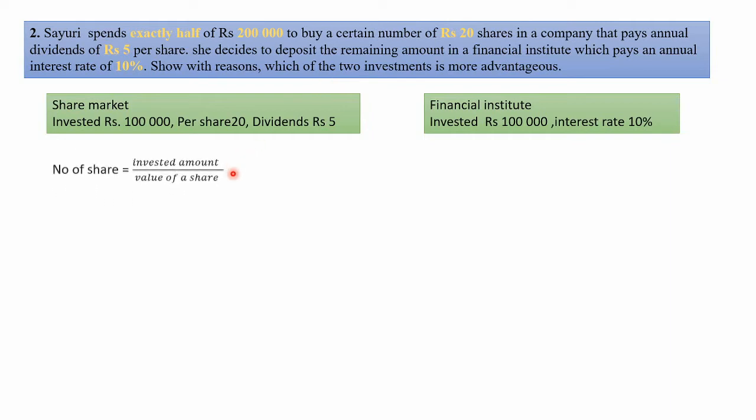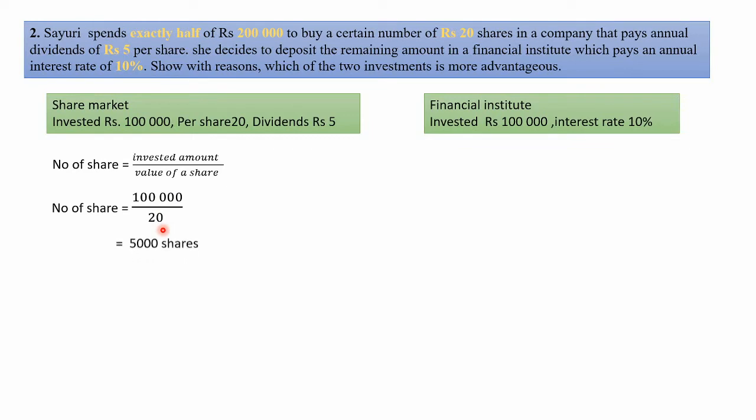First, you have to find how many shares she invested in. Using 1 lakh at 20 per share, 1 lakh divided by 20, you can find she has taken 5,000 shares.